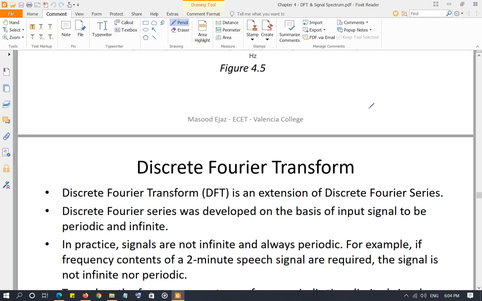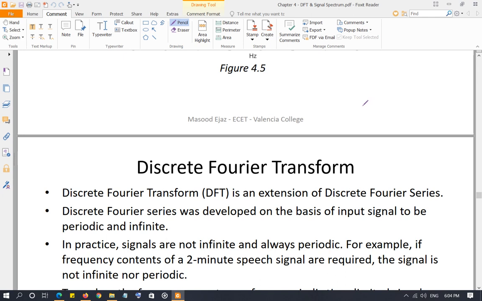In this video, we're going to discuss the topic of discrete Fourier transform. What is the basic premise of the discrete Fourier transform? Discrete Fourier series is applied only on discrete periodic signals. Now, most of the time, the signals whose frequency contents we are analyzing are not periodic signals. For example, I'm talking to you right now.